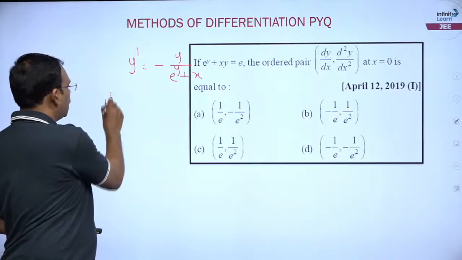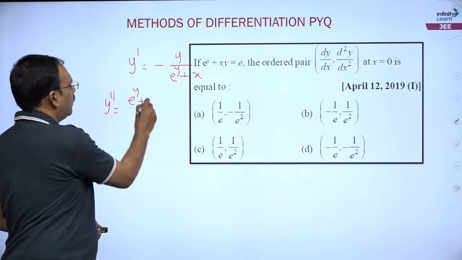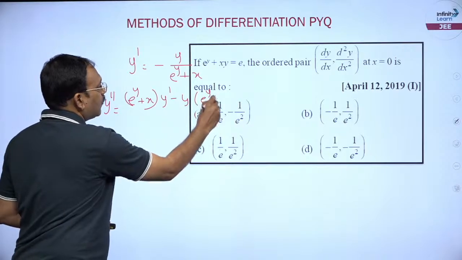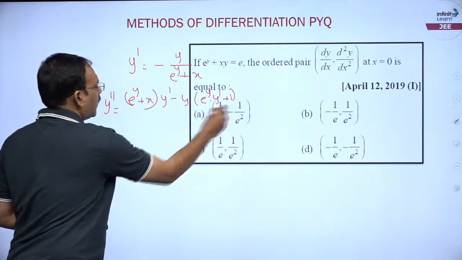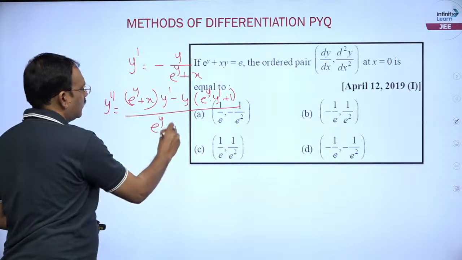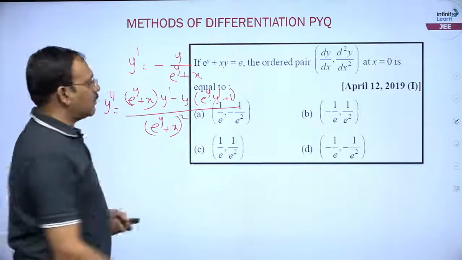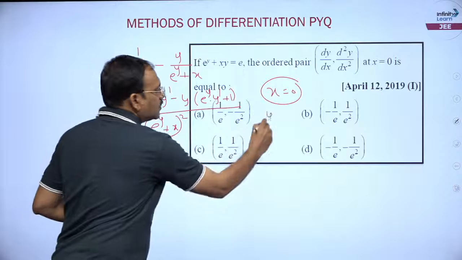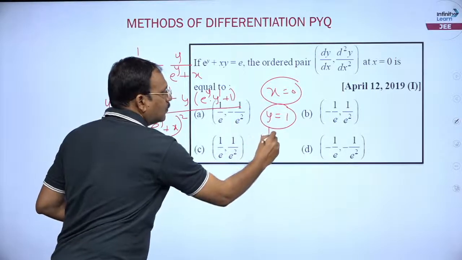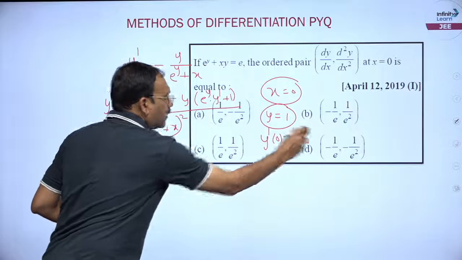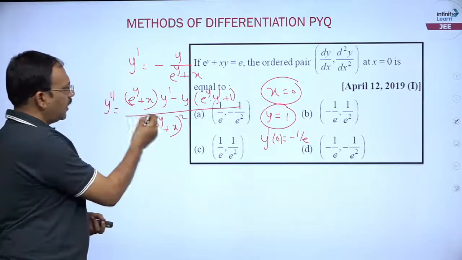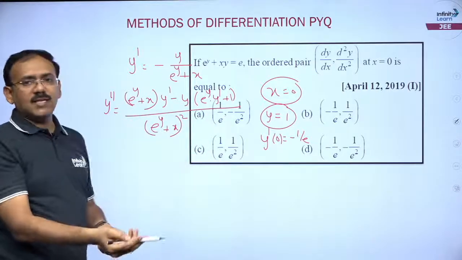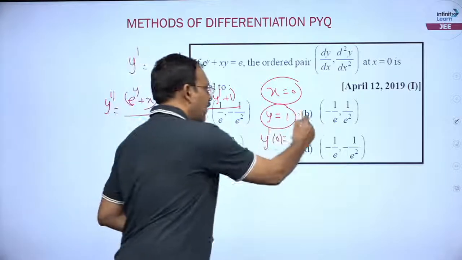So, y double dash is v derivative of u minus u derivative of v, e power y derivative y dash plus x derivative, 1 by v square. This is the thing, friends. I want this expression value at x is equal to 0. You know, when x is equal to 0, y is equal to 1. Y dash value is also minus 1 by e. Now, you just substitute these values: x becomes 0, y becomes 1, y dash becomes minus 1 by e, and you will get the answer as b.